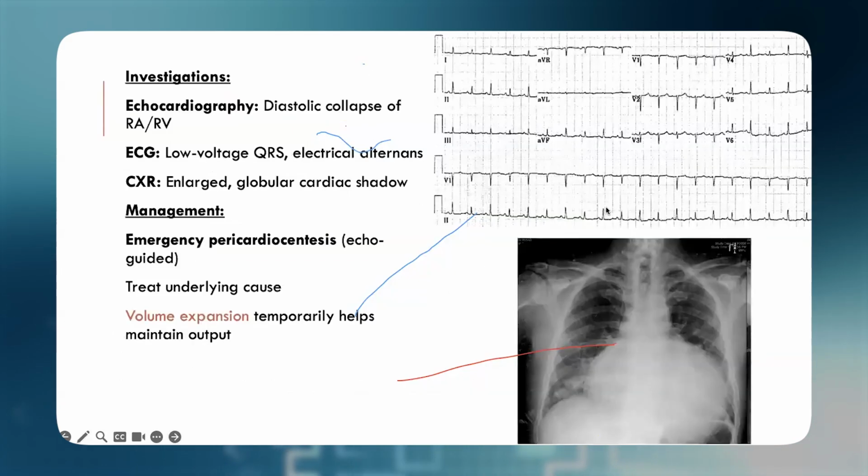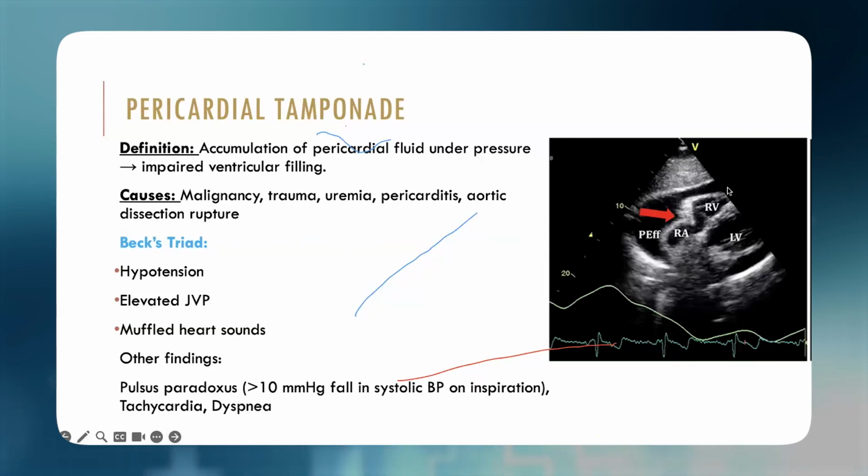This is your echo finding, right? You can see this is the heart, some black thing around the heart, surrounding all around. This is fluid around the heart, this pericardial effusion.